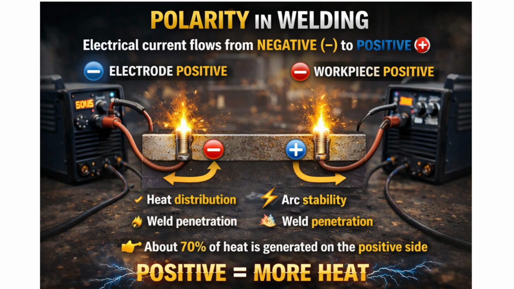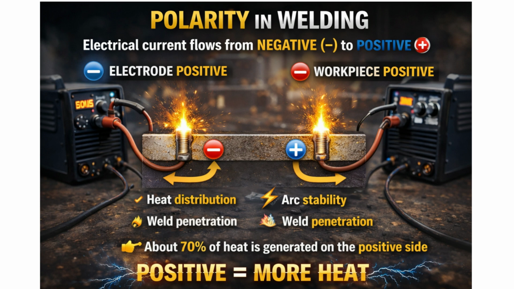In welding, polarity means the direction of electrical current flow. Electricity always flows from negative to positive. Depending on how you connect your welding cables, either the electrode becomes positive or the workpiece becomes positive. This simple cable connection completely changes heat distribution, arc stability, and weld penetration.